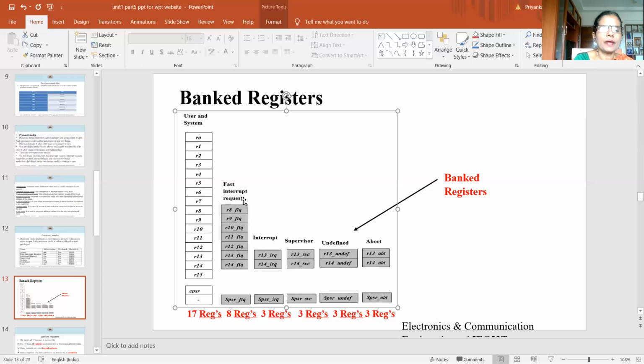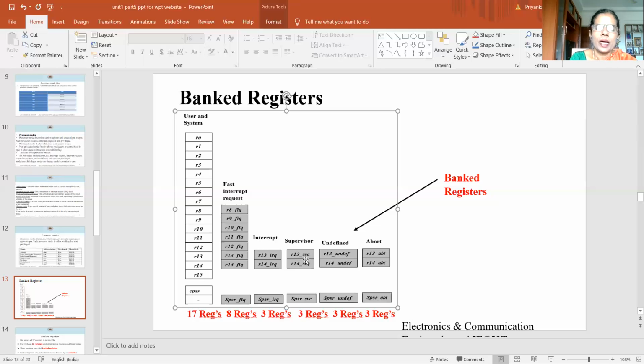Then in FIQ, fast interrupt request mode, the registers from R8 to R14 are hidden here. They are hidden registers, but fast interrupt request mode can use the general purpose registers R0 to R7 in the same manner as the user and system mode. Only R8 to R14 are hidden registers. Then in interrupt request mode, only two registers are hidden, R13 and R14. The remaining R12 to R0 can be used as general purpose registers in interrupt request mode.